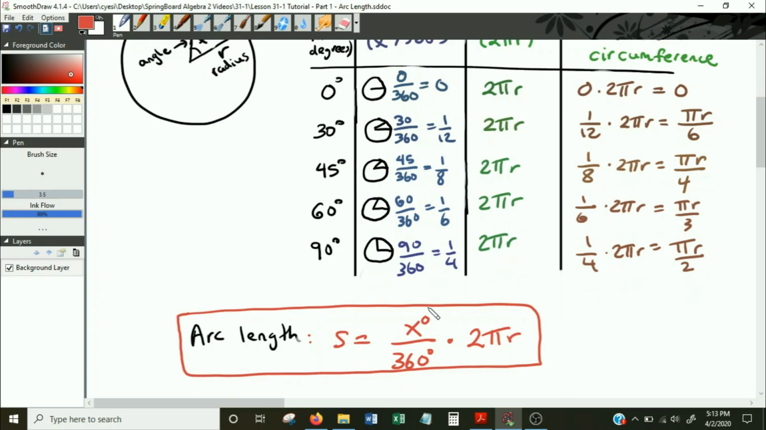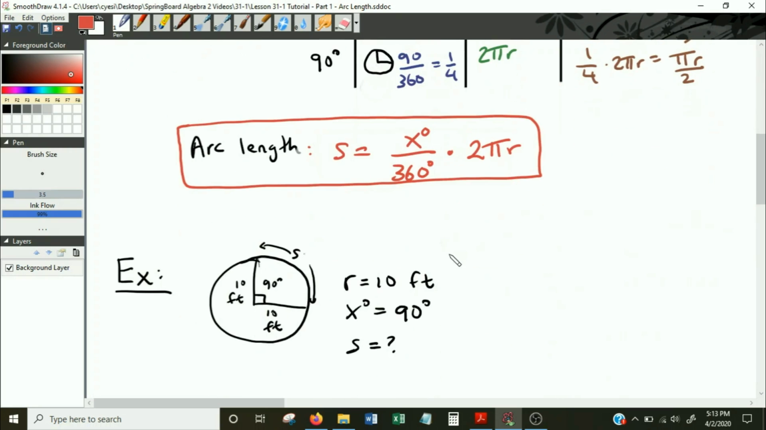Okay, this is the fraction part, this x over 360, and 2 pi r is the circumference. So what if we had a problem where we were given the radius being 10 feet and x was 90 degrees, and we were asked to find what the arc length s is of that arc? So this is what we're trying to find.